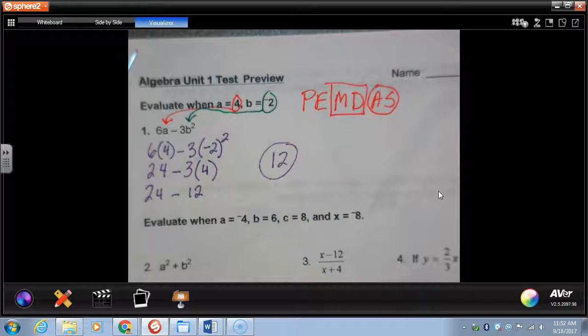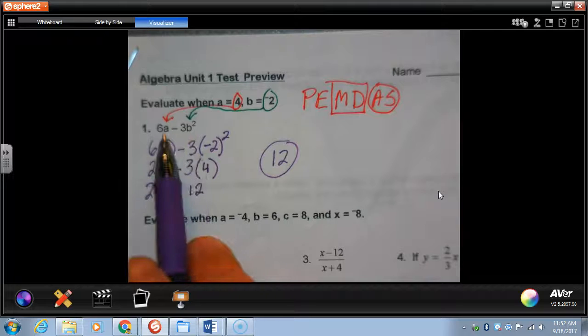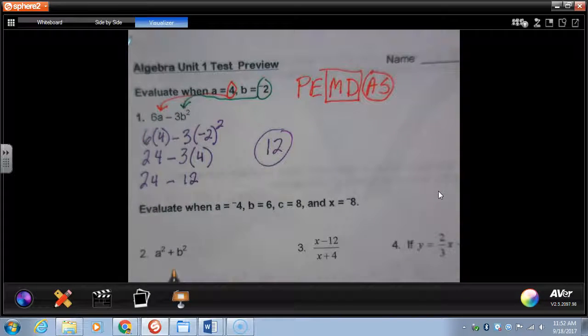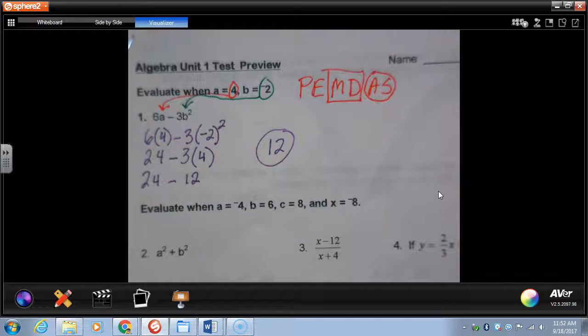Notice I am not solving for a variable because there's no equal signs. This is an expression. In fact, number 2 is an expression. Number 3 is an expression. Number 4 is not an expression. It's an equation, okay? So be careful, please.